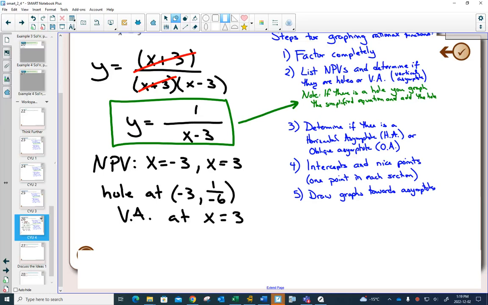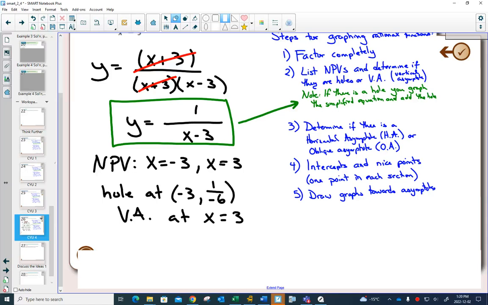Now, we do everything moving forward with what's in the green box. If something simplifies, you can ignore the original equation and just work with the equation in the green box. You're going to have to graph that. It's still a rational equation. We've already done the non-permissible values.